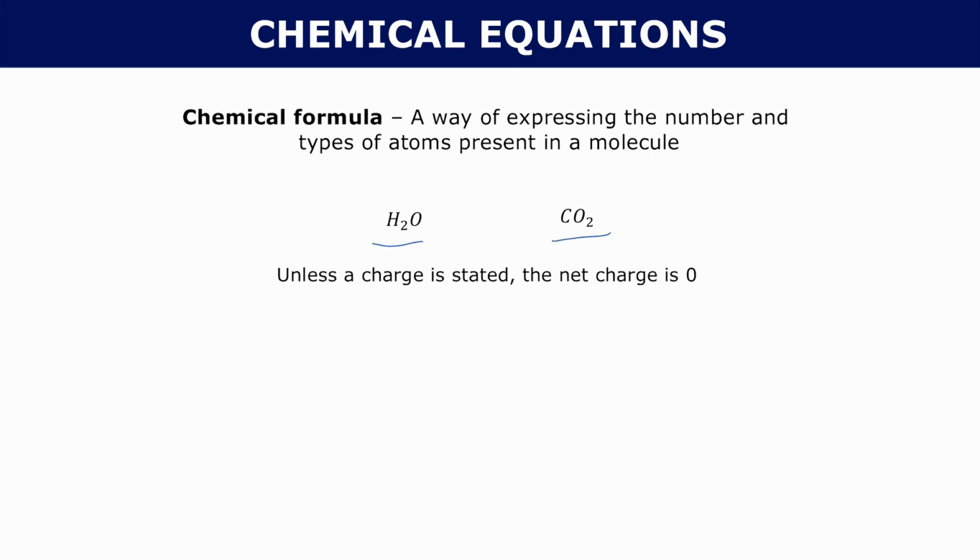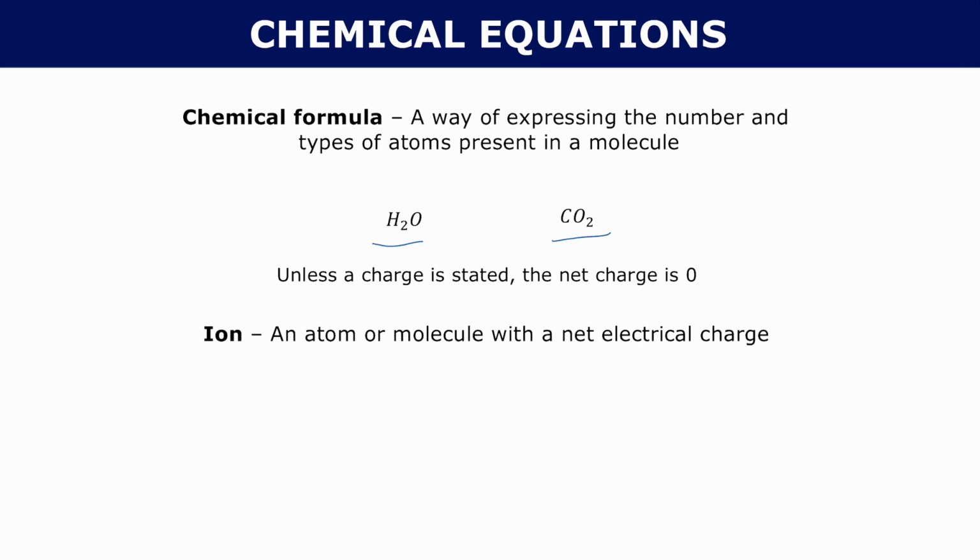And all they're telling you is that, for example, in one molecule of water, you're going to have one atom of oxygen and two atoms of hydrogen. And similarly, in carbon dioxide, all that's telling you is that you have two atoms of oxygen per one atom of carbon. Now, a thing about chemical formulas is that unless a charge is stated, the net charge is assumed to be zero. But there's compounds where that isn't the case, and we call those ions.